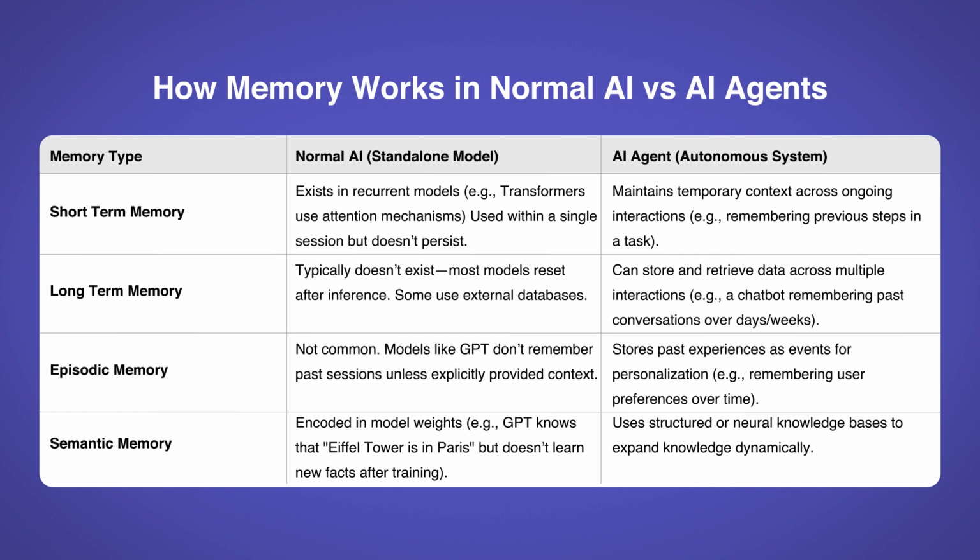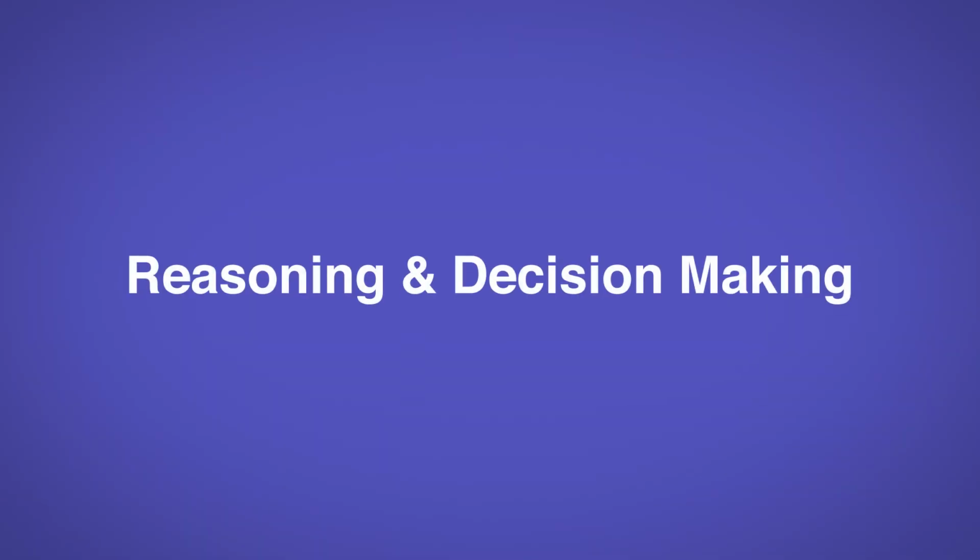So there's different types of memories. You have your short-term memory, your long-term memory, your episodic memory, and your semantic memory. Now, you can pause the video and take a look at all of these points. I think it's really important to differentiate between an AI and an AI agent. So next up is the decision-making process.